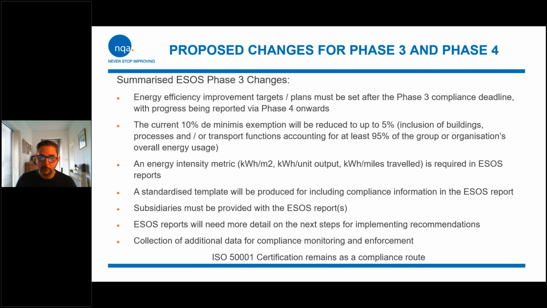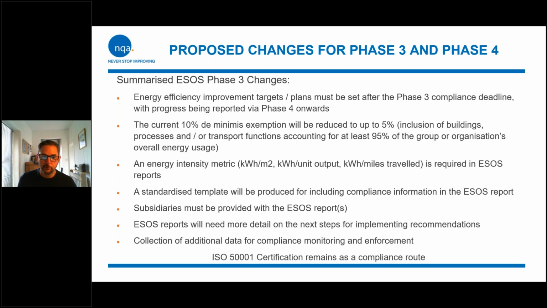They've also reduced what they call the de minimis exemption. That was 10%; it will be reduced to up to 5%. In other words, 95% of the organisation's overall energy use will now need to be accounted for within the ESOS assessment. Previously, that was 90%. It's now 95%. And again, that means thinking about the buildings, the processes and the transport functions.